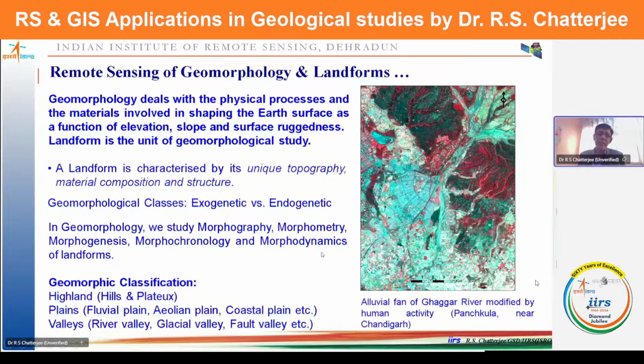Now, as a layman, how will you understand geomorphology? Geomorphology is basically the definition of the earth surface shape in terms of elevation first. So highland, plain, and valley.